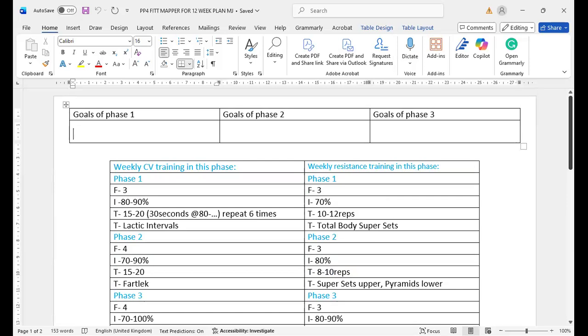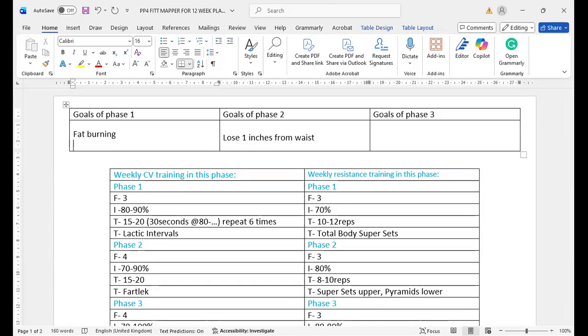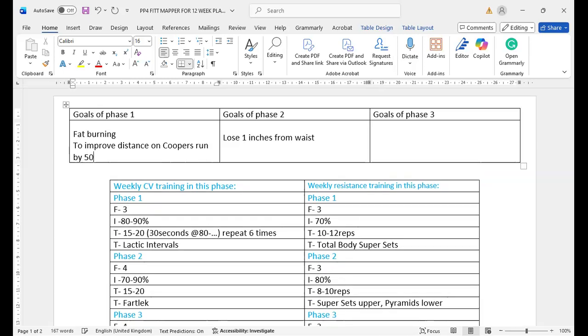So remember, we had, for example, to lose 2 inches from the waist. It's always a good idea to make sure you've got your goals at the top there. So I'm going to go with, essentially, these are the overarching goals, aren't they? So say, for example, I added in to improve distance on Cooper's Run by 50 meters. See how we're using those fitness tests to actually, because she is looking at fat burning essentially and weight loss.